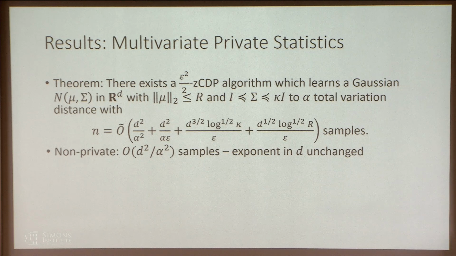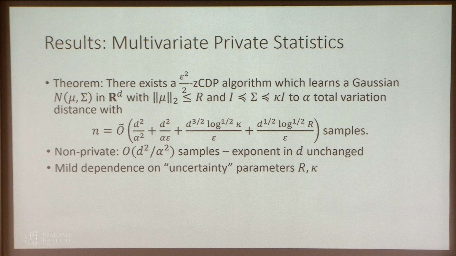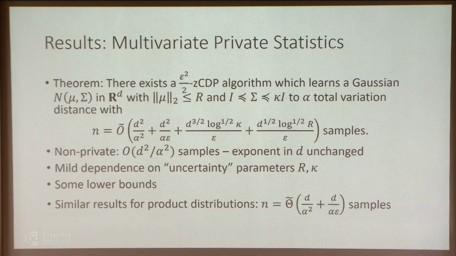But the main thing, going back to the story I told you before, is that we have a mild dependence on these uncertainty parameters r and kappa. In the following sense, recall that we had 80 over epsilon, we sort of had an uncertainty of 80 in the example, but we could reduce that to, say, log of 80 in this way. We have some lower bounds showing that some of these dependencies are necessary. For example, the second term is tight, and we need at least a logarithmic dependence in this type of model. And we also have similar results for product distributions, which I'm not going to talk about today.